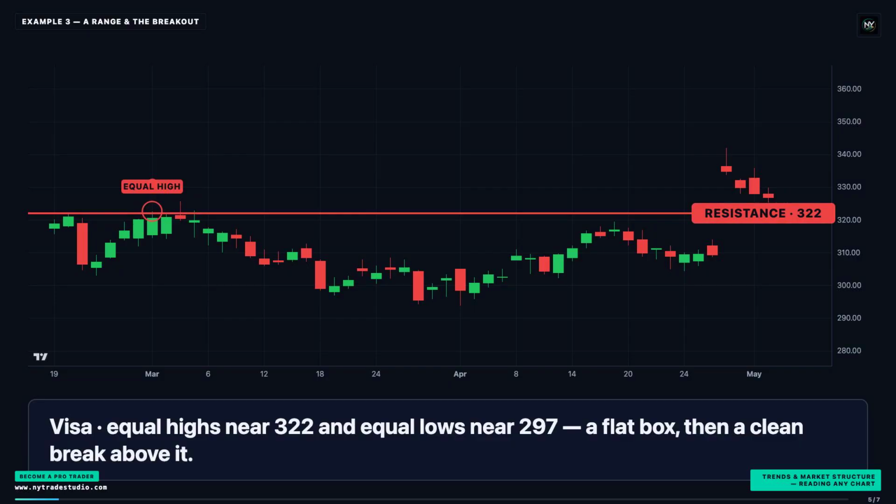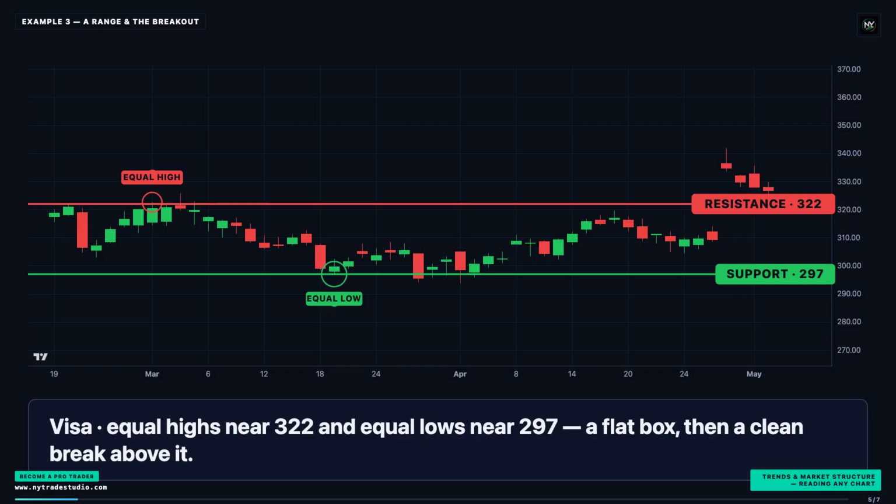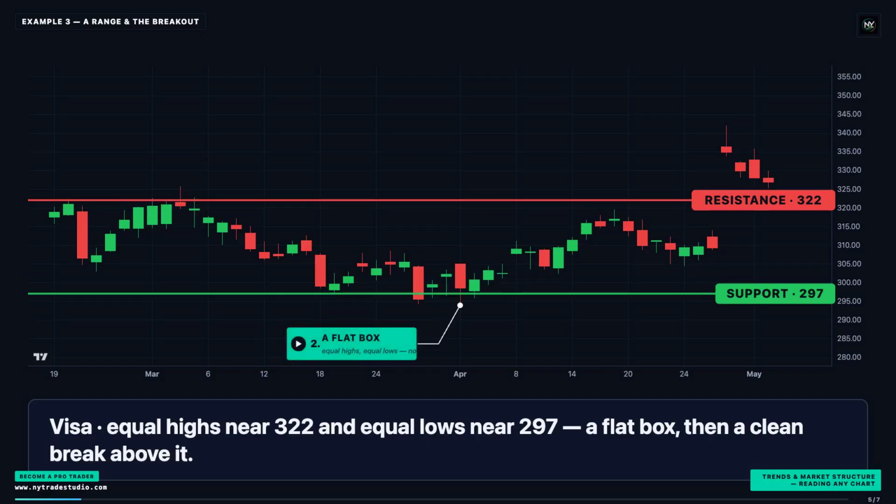Now the swing lows. Here is a valley near 297, and the next one, also about 297. The lows are equal too, resting on the same floor. So I draw a second line there, support, at 297. And now the picture is unmistakable. Price is trapped in a flat box, bouncing between a ceiling and a floor.